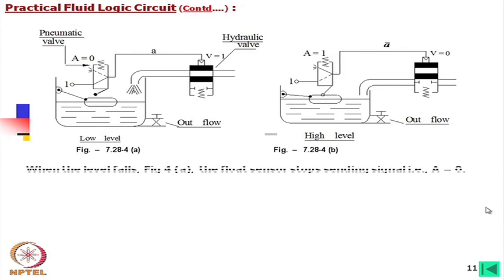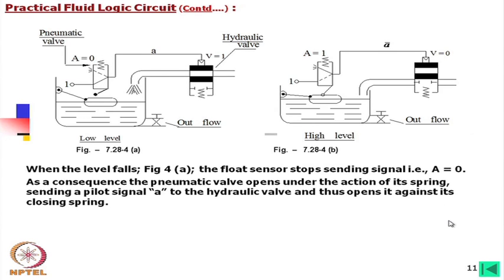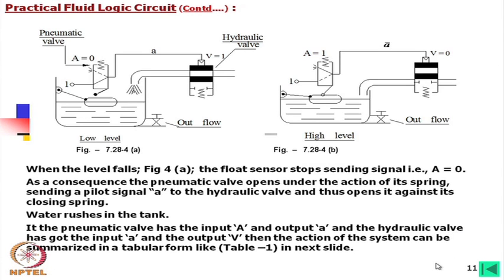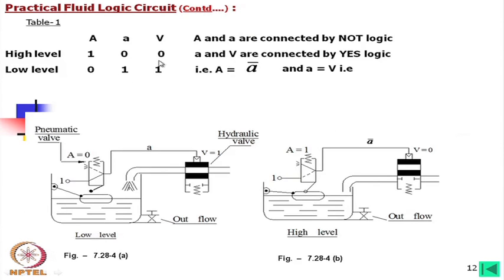Here again is the same valve. We have now described here the logic function which I have told you. If the pneumatic valve has input A and output small a, and the hydraulic valve has input A and output V, then the action of the system can be summarized in a tabular form, which I am showing here in the slides.